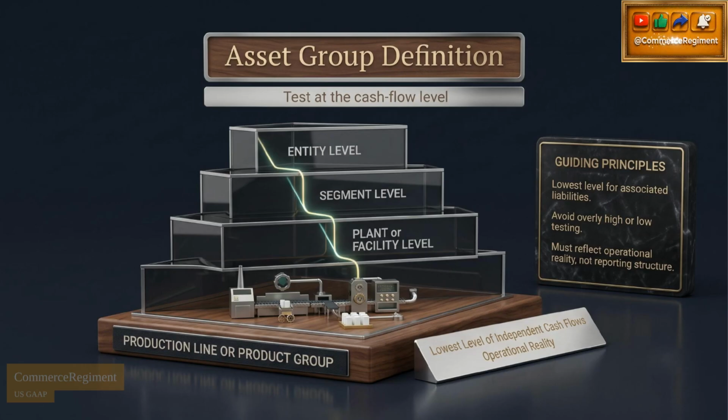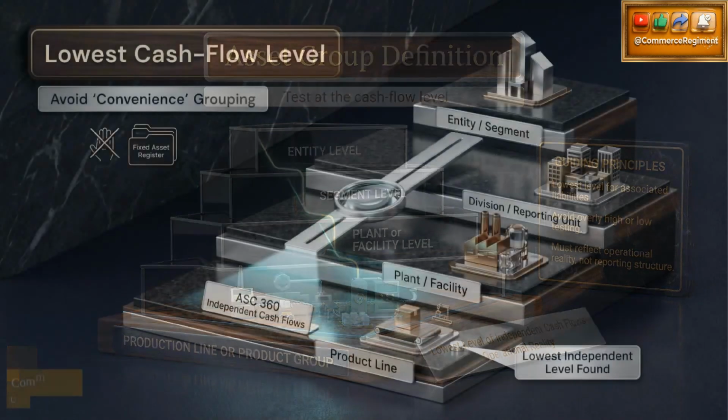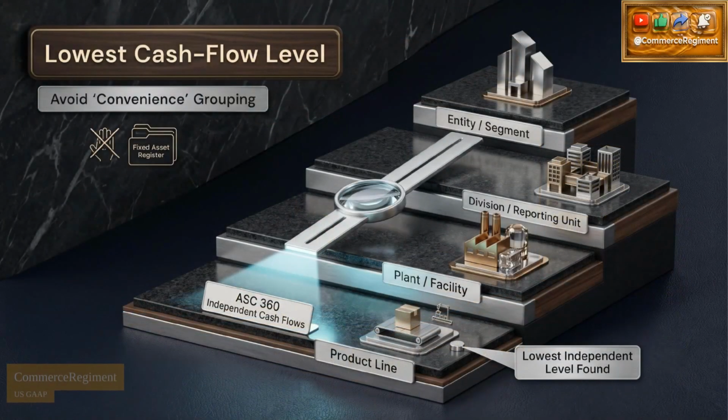If the group is too broad, impairment in a weak unit can be hidden by strong cash flows elsewhere. If the group is too narrow, accounting may create artificial impairment even though the assets work together economically. The asset group should reflect operational reality, not merely the fixed asset register or a convenient management report. The correct cash flow level depends on facts and circumstances.